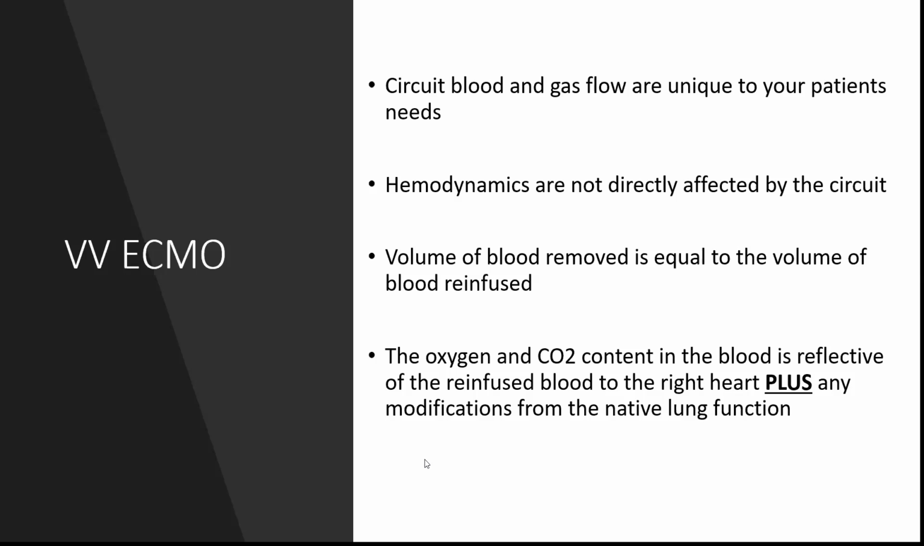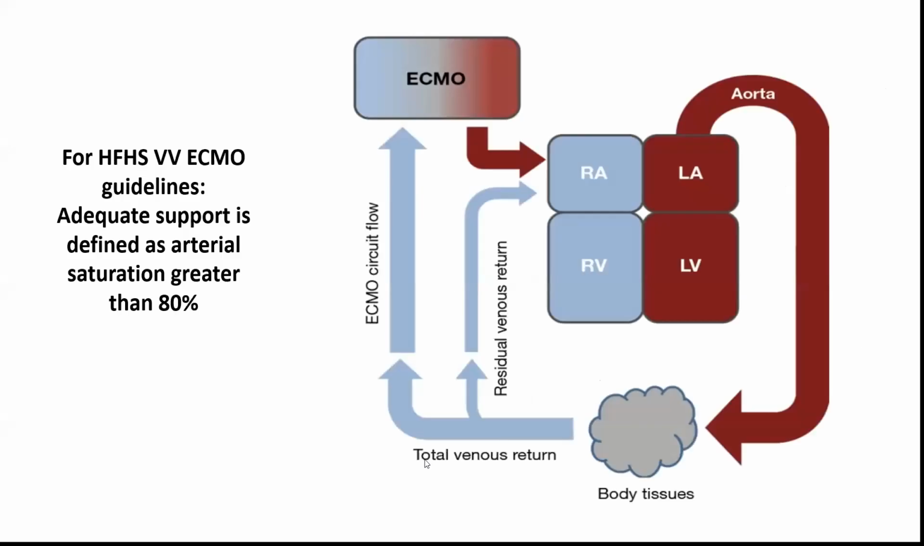For VV ECMO, I think Assam mentioned earlier that hemodynamics are not affected by VV ECMO. If you're having a hemodynamic issue, specifically cardiac, then you may want to consider a different type of ECMO. Volume of blood removed is the same amount that's going to be reinfused because it's a closed circuit, you're not losing any blood in this process. And then we're looking at the oxygen content as well as the carbon dioxide content. It's reflective of the ECMO circuit, but also your native lungs can still have some function. So they're also participating in the gas exchange to different extents based on your patient's underlying pathophysiology.